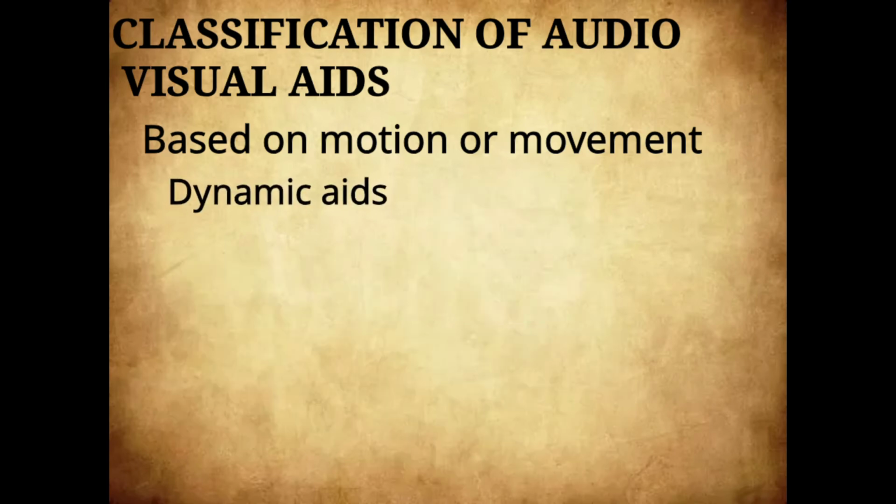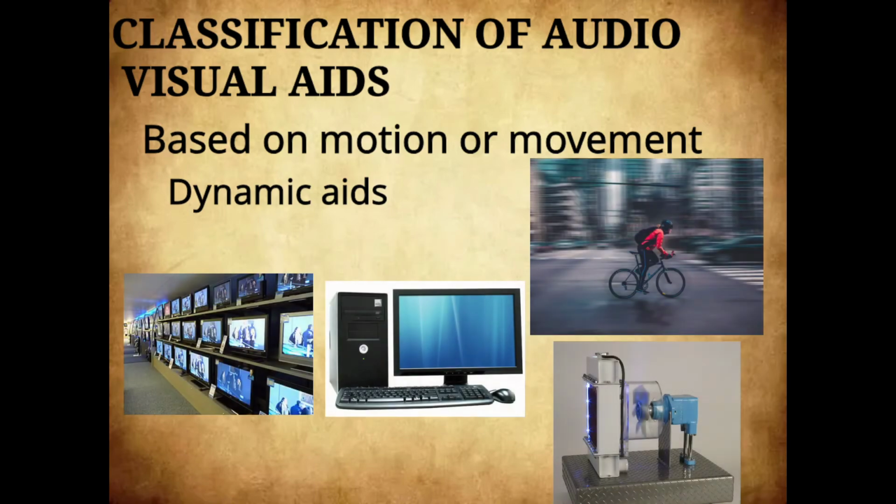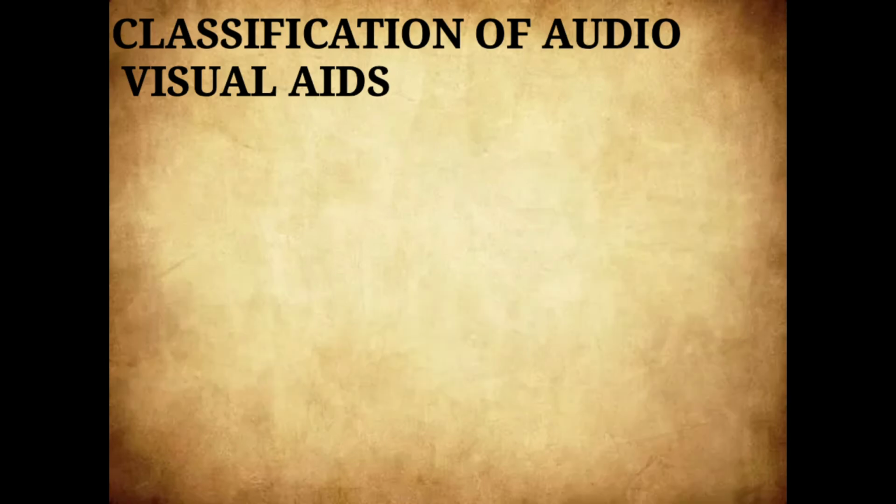Dynamic aids are those aids in which visual or parts which are capable of being made to move by mechanical principles, for example, working models, motion pictures, television, and computers.